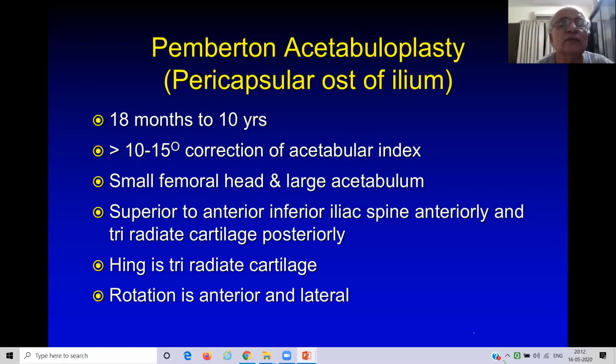Got it? Yes, sir. So superior to anterior, again, this osteotomy level is the same as Salter, that is superior to anterior inferior iliac spine. And triradiate cartilage is a hinge. And rotation is almost the same as Salter. It is anterolateral. But here the volume is changed. In Salter, volume is not changed.